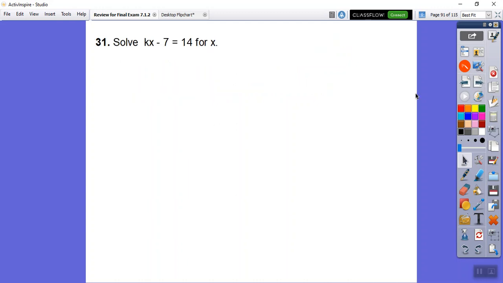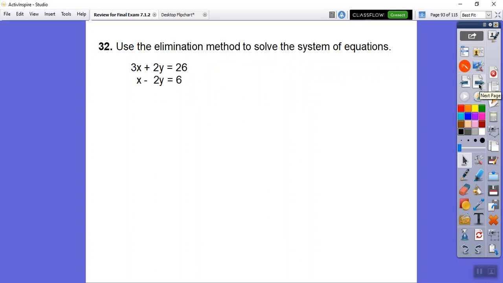All right, solve this guy for x. So we got to get this guy by itself first. So it has a minus 7, so I'm going to go plus 7, plus 7 to both sides. And then I'm going to take this and divide both sides by k to get rid of this k. So x equals 21 over k. That's our answer.